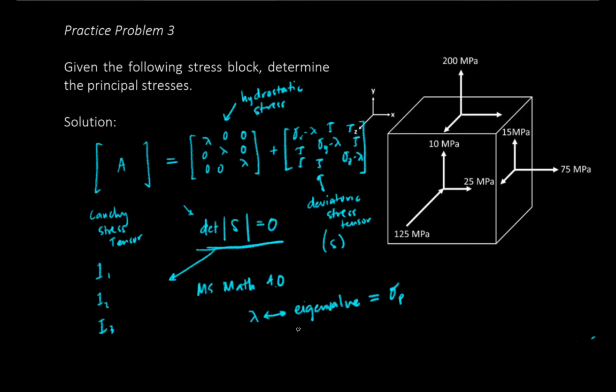And if you compute what we call the eigenvector, then you are actually computing the directional cosines for the principal stresses that you are computing. I hope that makes some sense. Let's proceed with MS Math 4 so that we can look at how we can solve the eigenvalue of this matrix A.